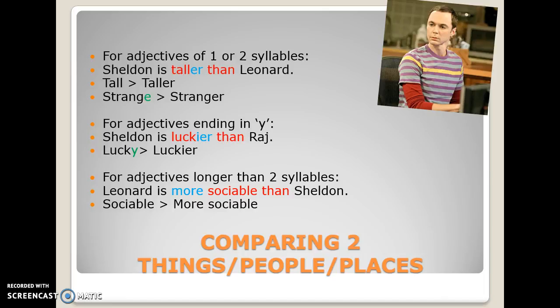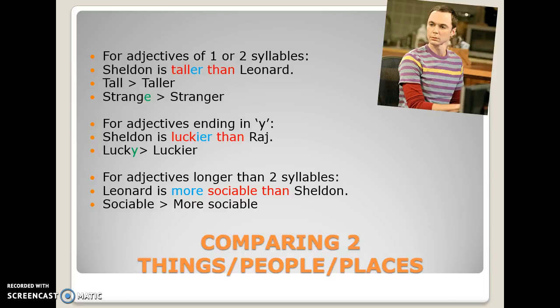If the word already ends with the letter E, like in the word strange, you just add an R, stranger. Sheldon is stranger than Leonard. If the word ends in Y, then the Y becomes I in the comparative. For example, Sheldon is luckier than Raj. Luckier, I-E-R at the end.